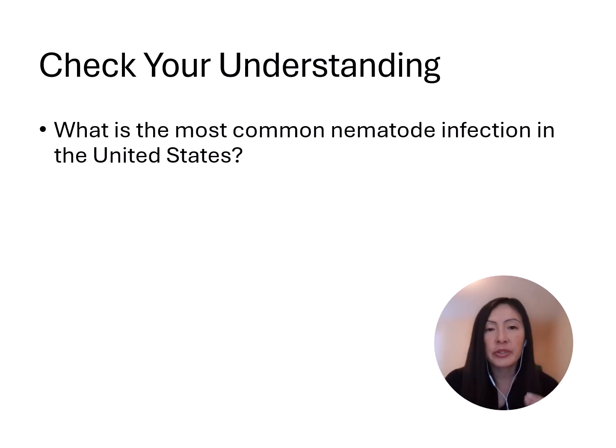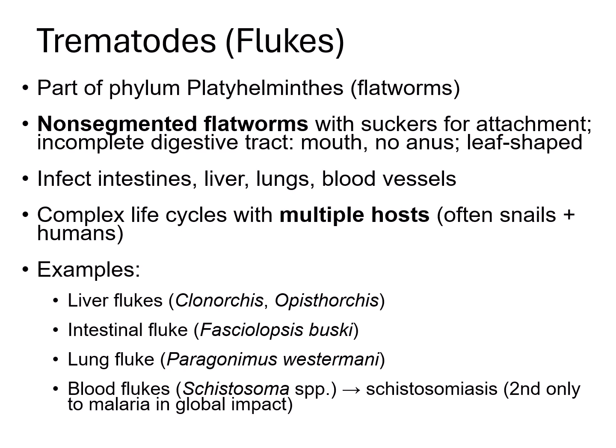All right, the most common nematode infection in the United States was the pinworm, right? Caused by Enterobius vermicularis, causes anal itching, especially at night. Our next category of worms are the trematodes, which are also known as flukes, and they are also part of this phylum, Platyhelminthes. Remember, they are also flatworms.